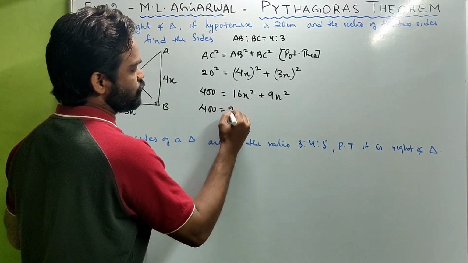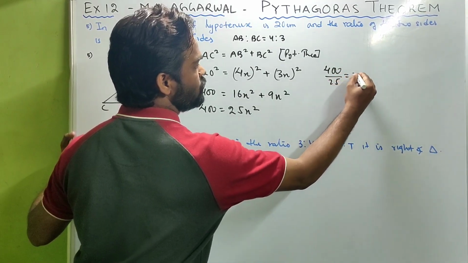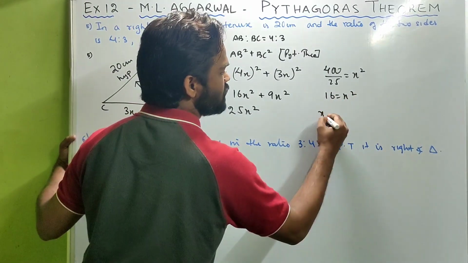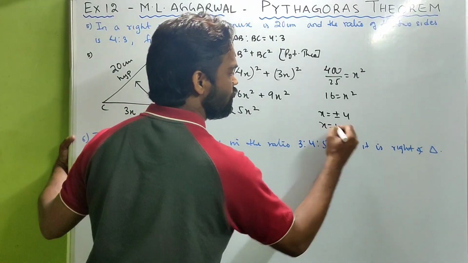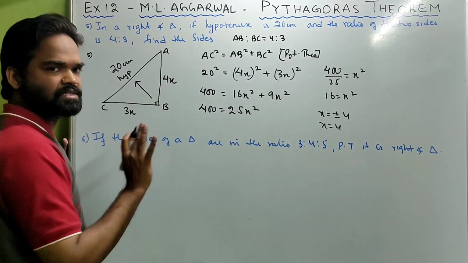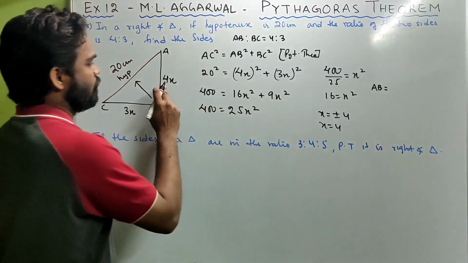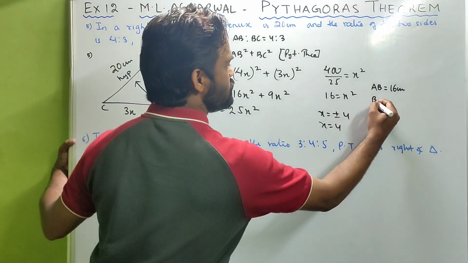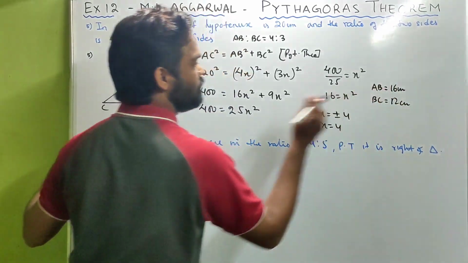So 400 equals to 25x square, which means 400 by 25 equals to x square, isn't it? 16 times 16 equals to x square, which means x equals to plus minus 4. We'll take positive, so x equals to 4. Because if you take negative, then this becomes minus 16, not possible. So x is 4. So AB is 4 fours are 16 centimeter, and BC is 3 fours are 12 centimeter. Very easy, isn't it?